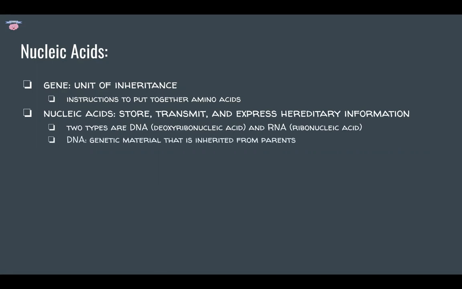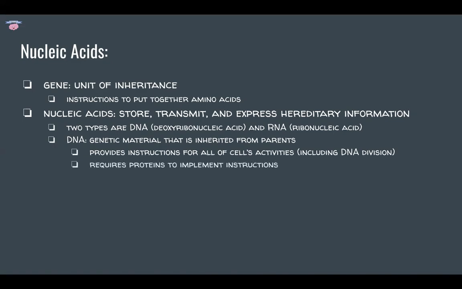DNA is the genetic material that is inherited from parents, and it has the instructions. DNA makes up genes. It provides all the instructions, including DNA division. So imagine that DNA has instructions to split itself in half. It requires proteins to implement the instructions, except for building the proteins. That's the one that is kind of weird, because if it needs proteins to implement the instructions, how can it implement the instructions to build proteins? That we'll talk about when we talk about DNA synthesis, DNA division, RNAs, etc.